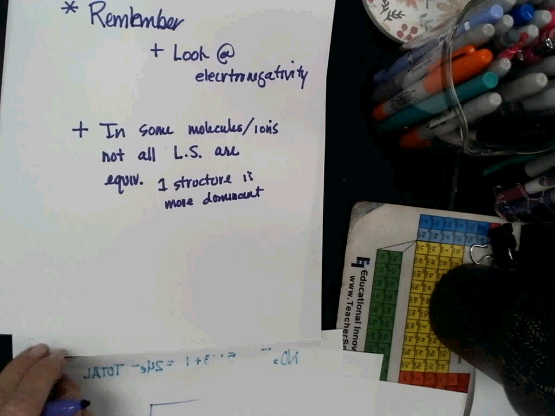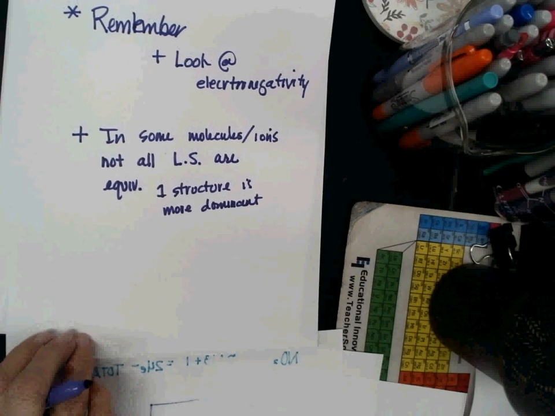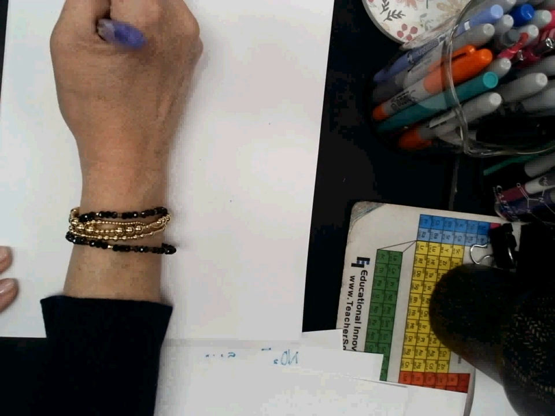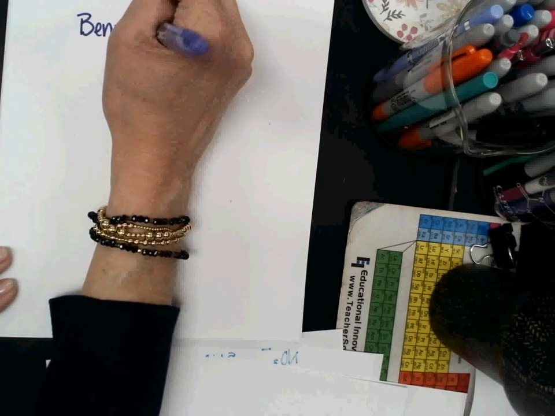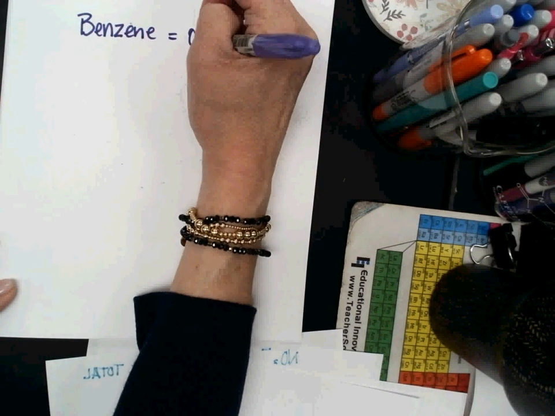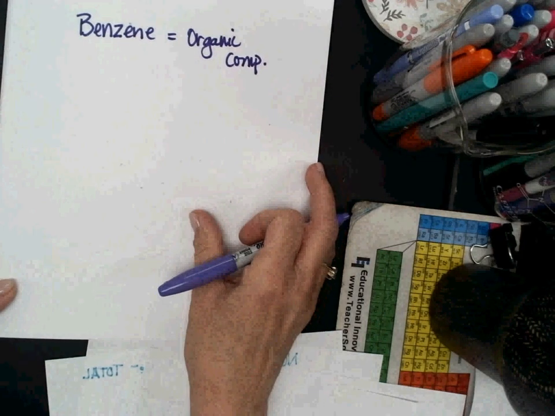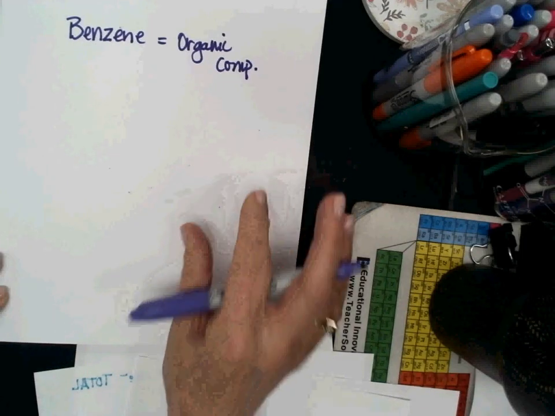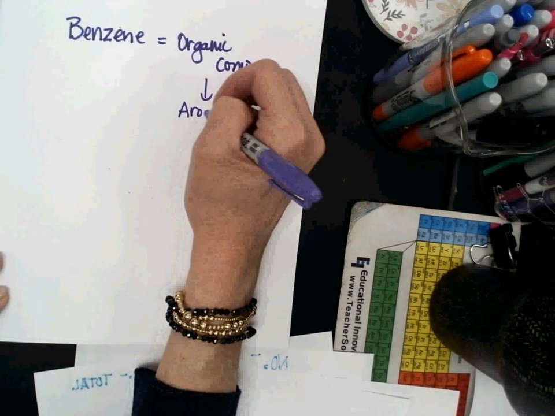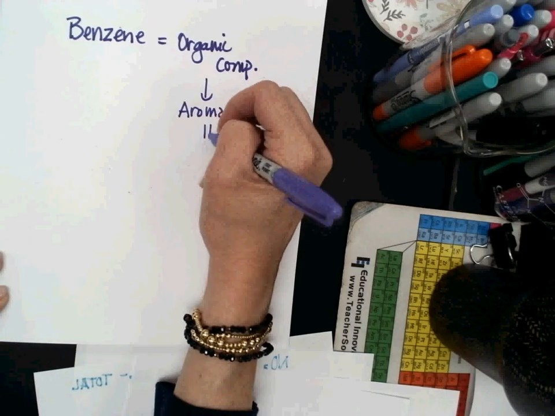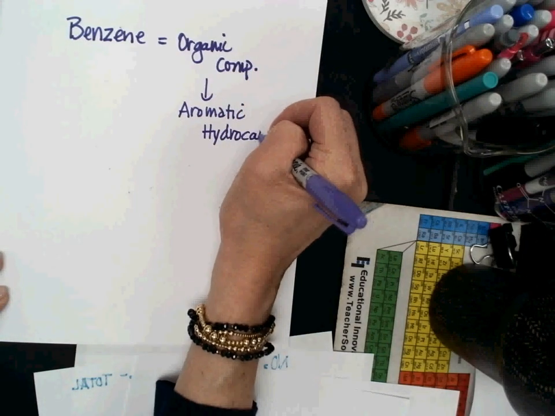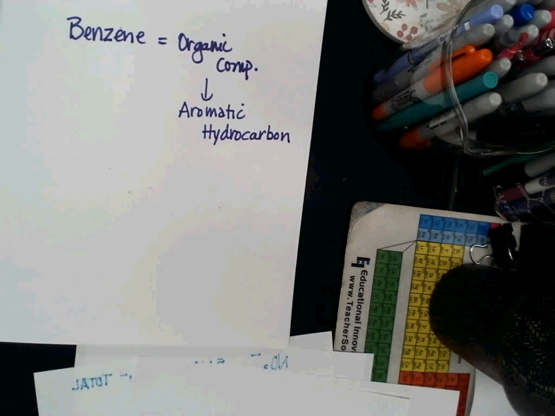Now the last thing I want to show you today has to do a little bit more with organic chemistry, and it's something you should just be aware of. We're going to look at something called benzene. And benzene is an organic compound. You guys who take OChem in college will get to know it well. It's called an aromatic hydrocarbon, which means, yes, it's made of carbon and hydrogen.